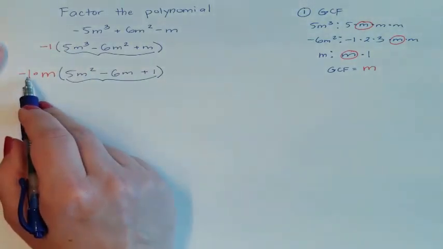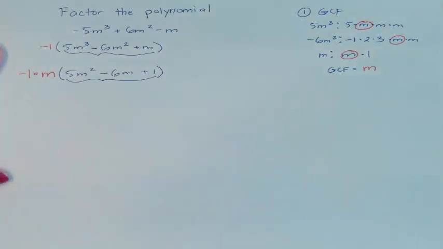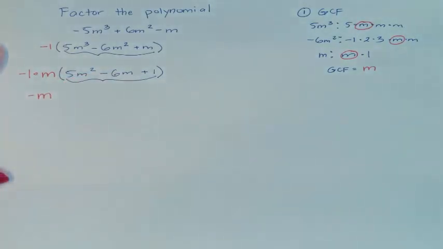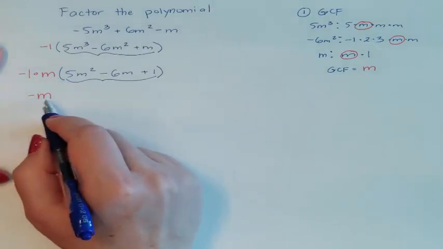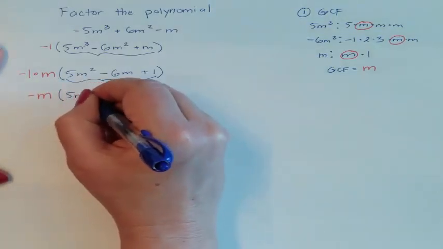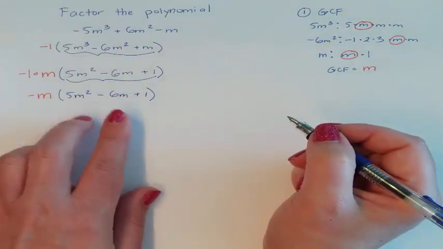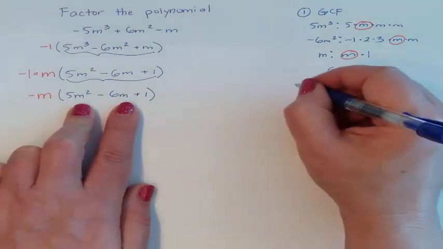If I already factored out a negative 1, and now I'm actually factoring out an m, I should have at the very beginning factored out a negative m, because negative 1 times m is a negative m. So that is actually my GCF, negative m. I just did it in 2 chunks instead of 1. So now this is what I need to look at.